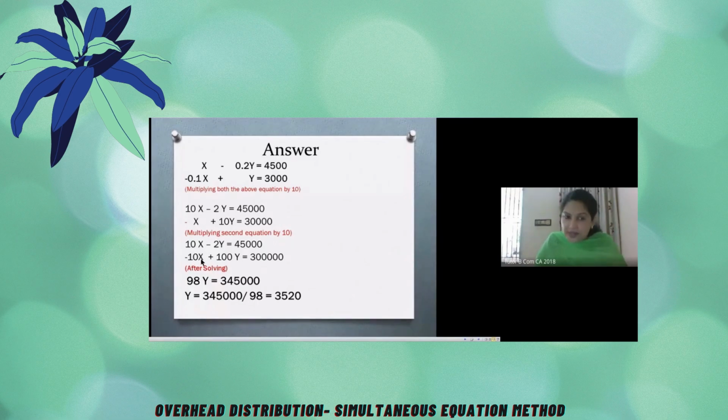But the second equation, I multiplied with 10 for solving it. So negative 10x plus 10 into 10y, which gives me 100y, is equal to 30,000 into 10, which gives me 3 lakh. Now it's very easy for me to solve. 10x and negative 10x get eliminated. So what I have is 100y minus 2y, which gives me 98y is equal to 3,45,000. That's the only logic for multiplying that with 10.